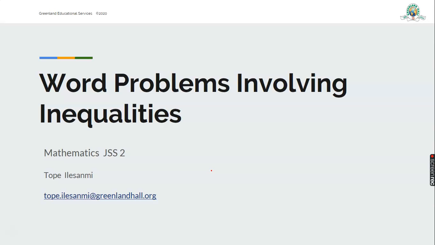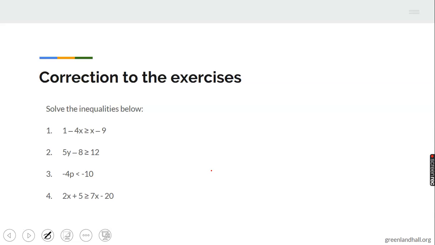So this morning we'll be looking at word problems involving inequalities. If you remember, in our previous classes, we've been talking about linear inequalities, how to solve linear inequalities using number line. So we are going to look at word problems involving inequalities. It's just like word problems involving equations. But before we go into that, let's look at the correction to the exercises that was given in the last class that was on Wednesday. And let's do justice to them.